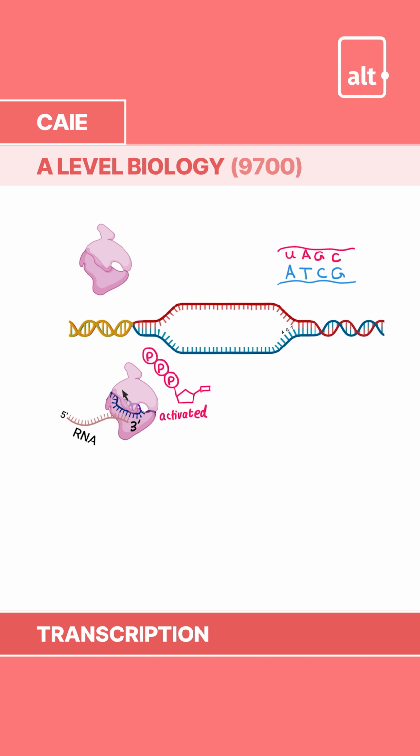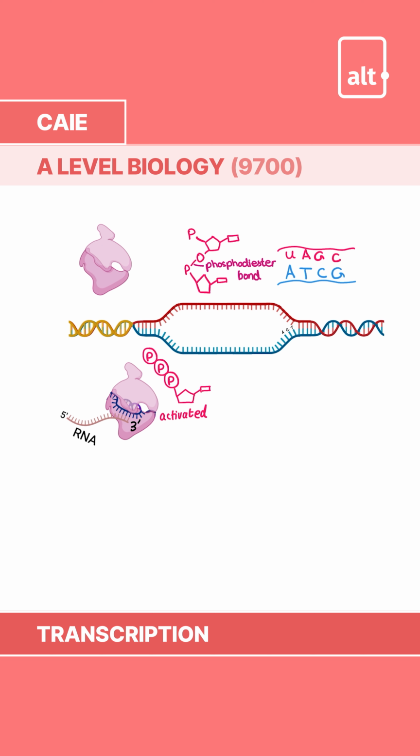In the meanwhile, the enzyme RNA polymerase will link the sugar of one nucleotide with the phosphate of the adjacent one, forming the sugar-phosphate backbone of the mRNA molecule by creating these covalent bonds here called phosphodiester bonds.